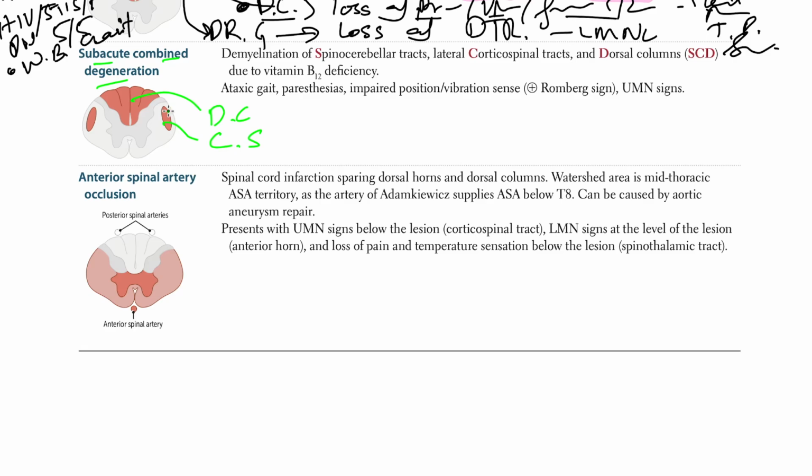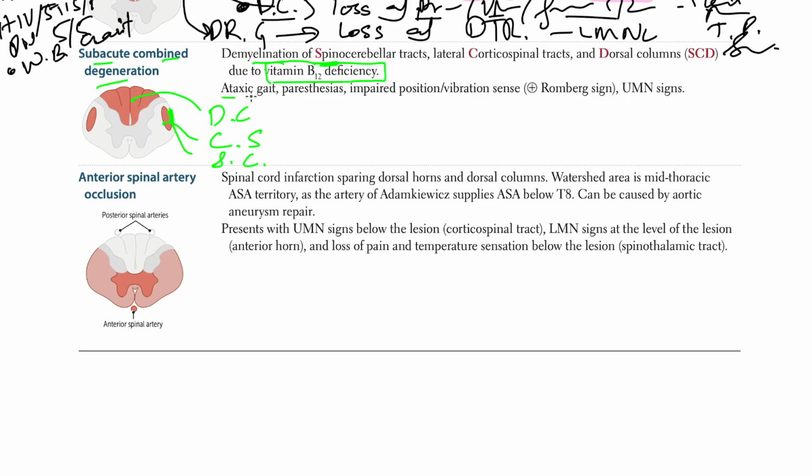And which they haven't colored here is the other one, which is called spinocerebellar tract. Spinocerebellar tract. So let's take a look. So here we have a demyelination of, again, spinocerebellar right there, corticospinal, and dorsal column. Three things are just destroyed with vitamin B12 deficiency.